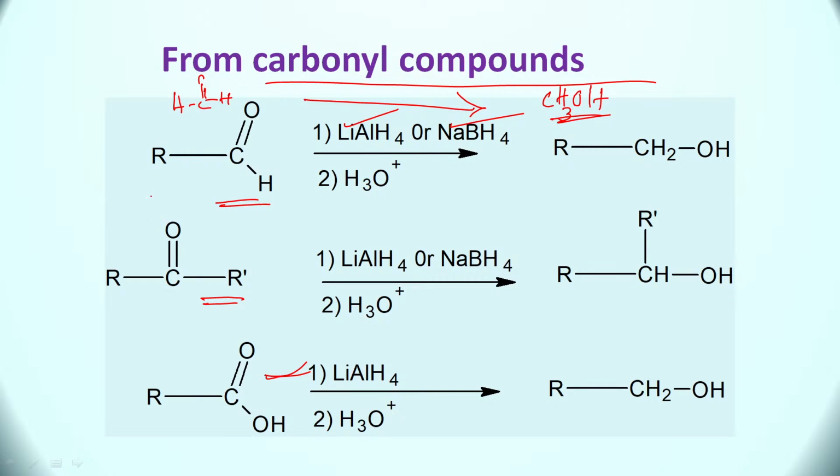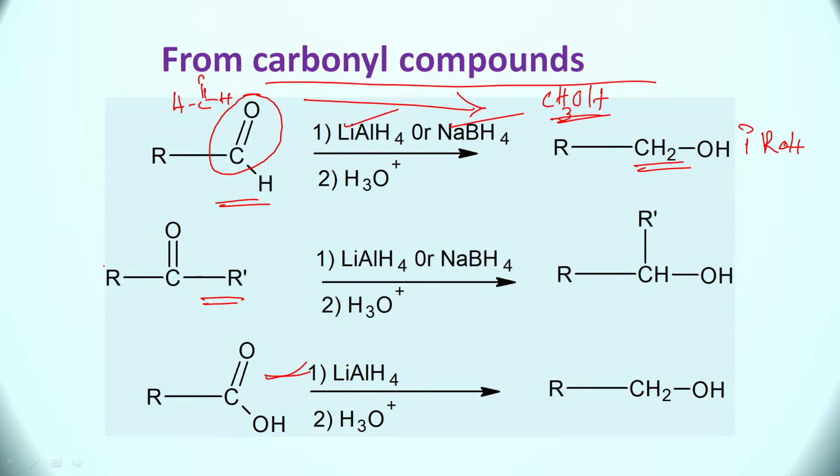Suppose you take an aldehyde other than formaldehyde, R C double bond O H. This C double bond O will become CHOH. Here there is an addition of H, and here also there is an addition of H, and here you will get primary alcohol.